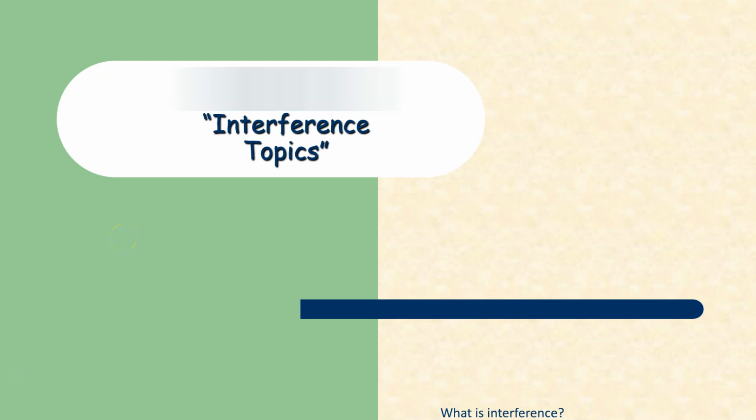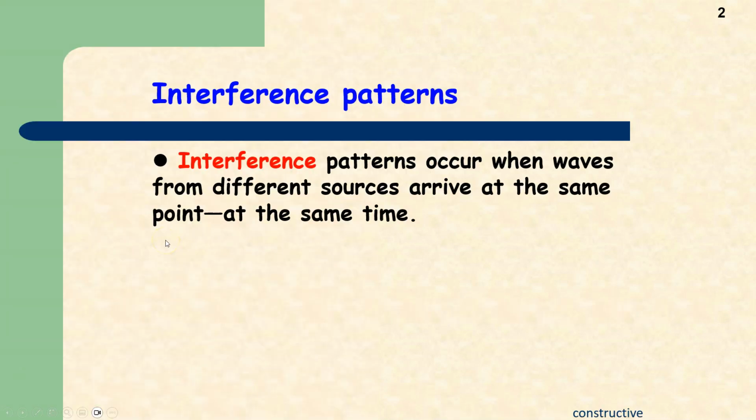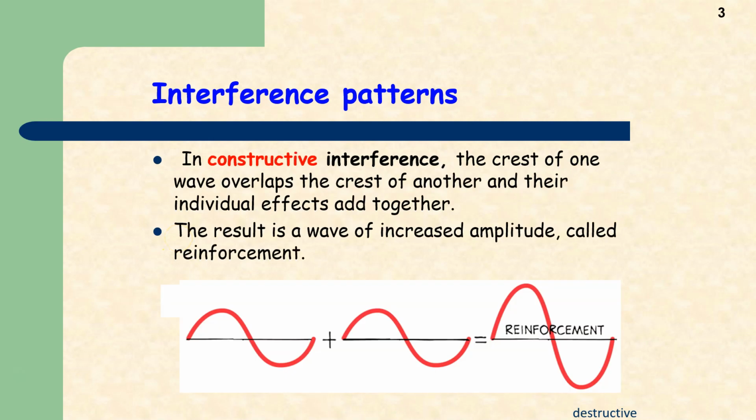Okay, so let's talk about wave interference. An interference pattern occurs when waves from different sources arrive at the same point at the same time. There are two different types of interference.